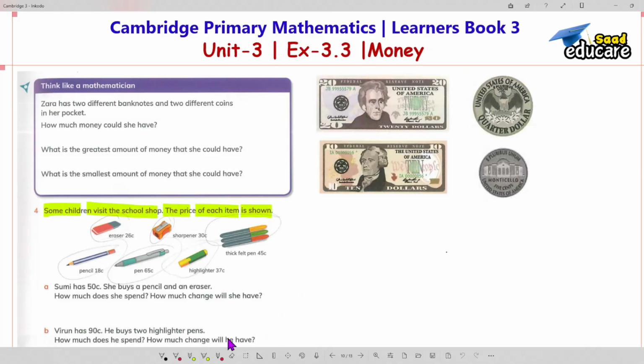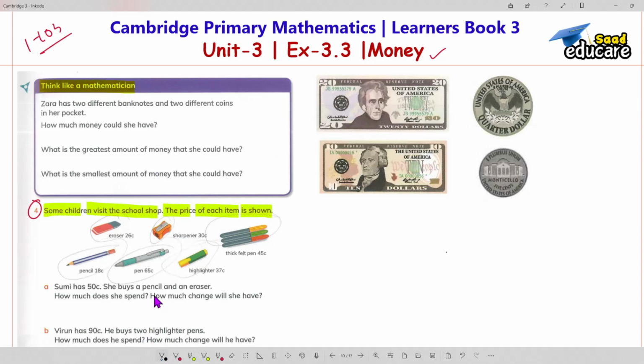We are starting Unit 3 Exercise 3.3, topic: money. Please note that we already solved 1, 2, 3 in the last video. You can get that video in the description box. Now we will start from 4. Let's start. One thing mentioned here is: think like a mathematician.